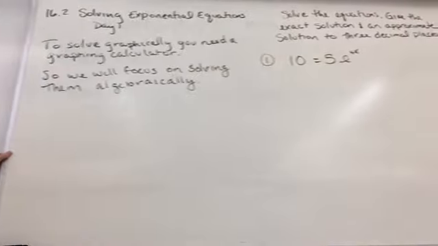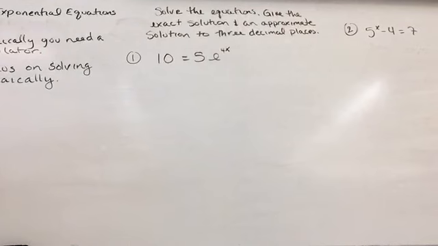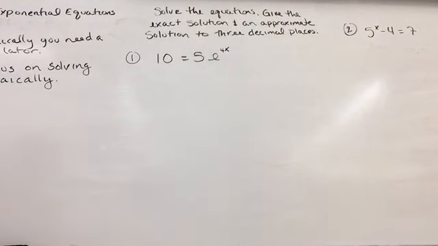So, moving on, we're going to solve the equations. We're going to give the exact solution, and then we're going to use our calculators to give an approximate solution to 3 decimal places. We are not going to graph them, but we will use the functions of a calculator to give a decimal approximation.